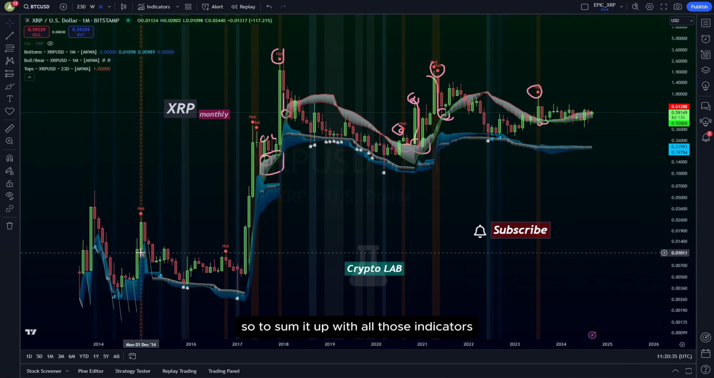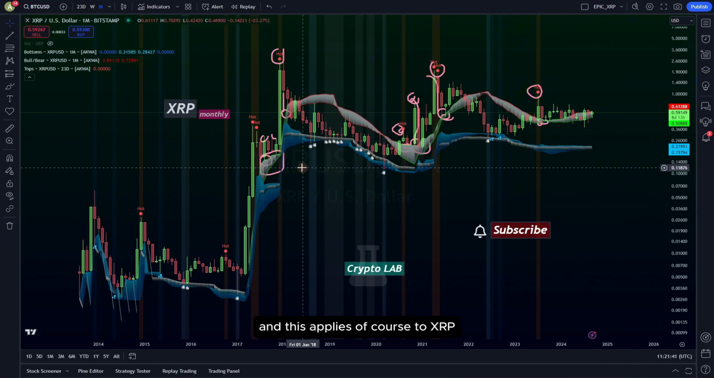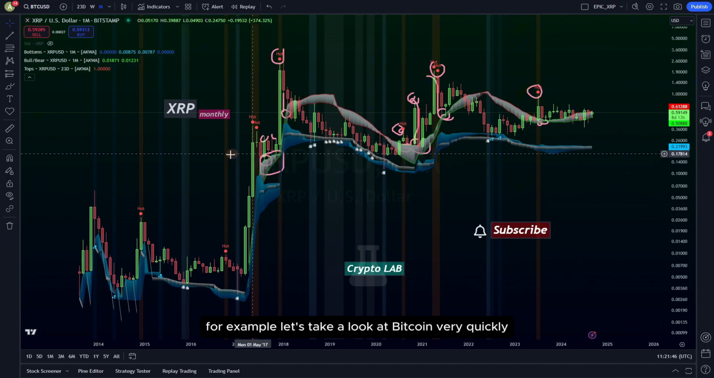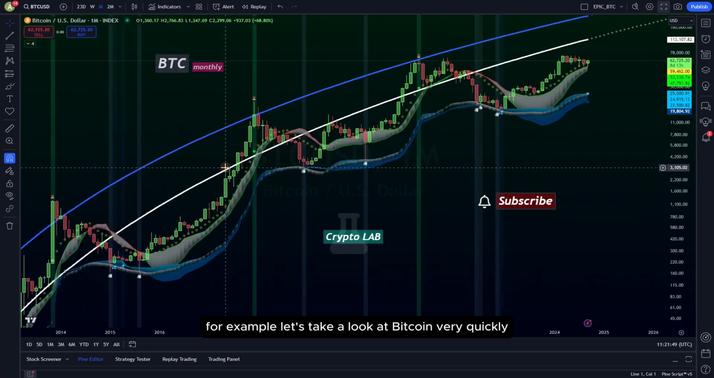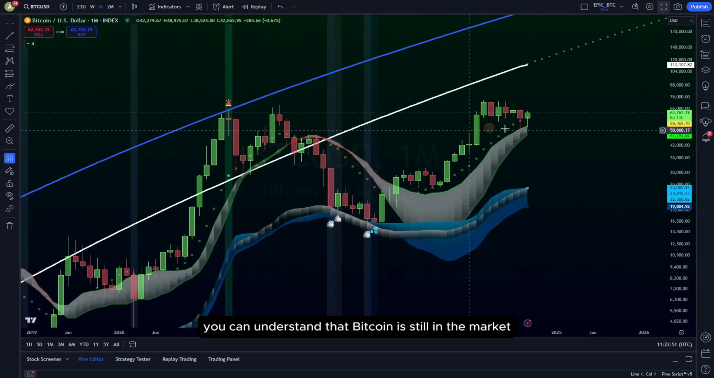So to sum it up, with all those indicators, you have simplicity, you have efficiency, you have accuracy, and it doesn't require a lot of your time. So now you have the full picture of my approach when it comes to investing. And this applies, of course, to XRP, but it applies to any cryptos, guys. For example, let's take a look at Bitcoin very quickly. And here, very quickly, you can understand that Bitcoin is still in a bull market.